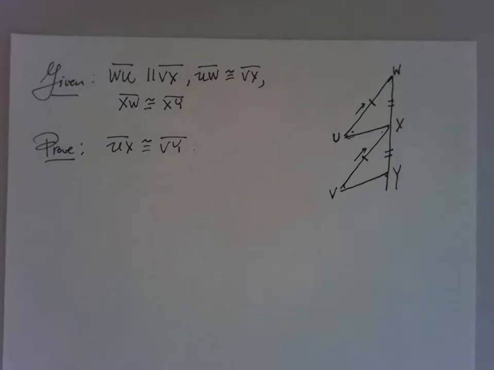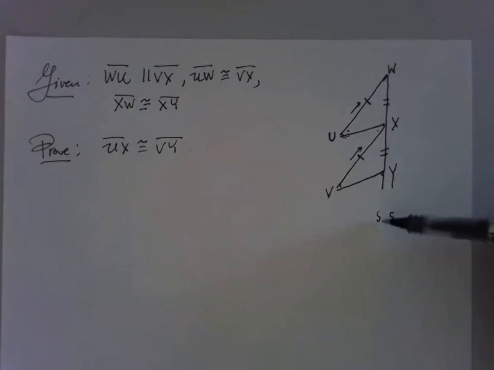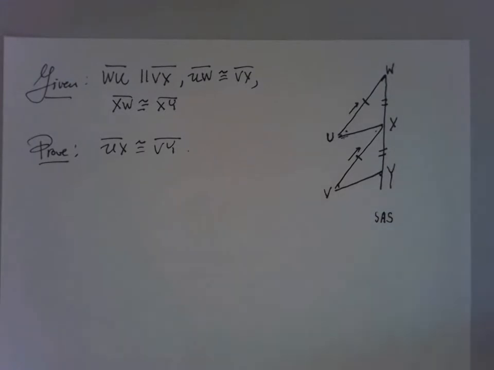And then I think, wait a second. Here I have two pairs of sides. That leads me towards SS. And I know the parallels have to give me angles. So this is definitely going to be an SAS proof. The parallels are going to give me some pair of angles someplace that's going to probably finish an SAS pattern.